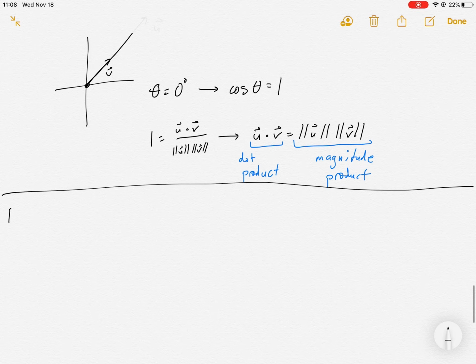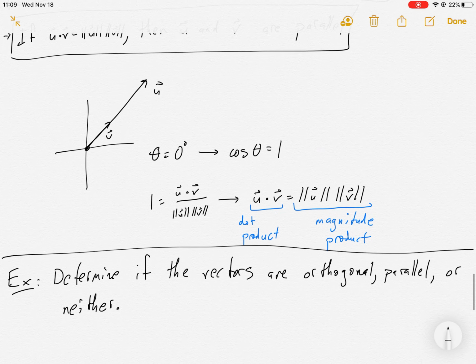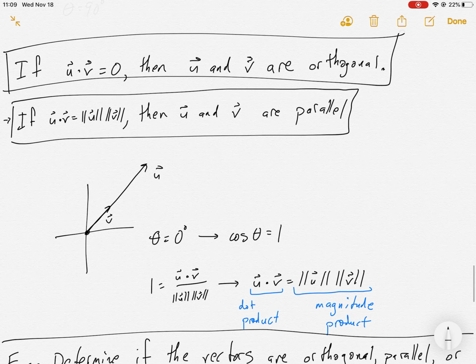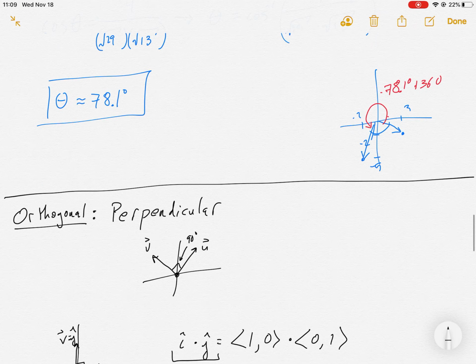Okay, so let's just do an example where we determine if the vectors are orthogonal, parallel, or neither one of those. Now, I didn't talk about neither, but basically if neither of these situations are true, if u dot v is not 0 and u dot v does not equal their magnitude product, then they're not parallel, right? Because that just means we have a situation where u and v are just a little bit off, like we did up here, where we found that the angle was 78.1.